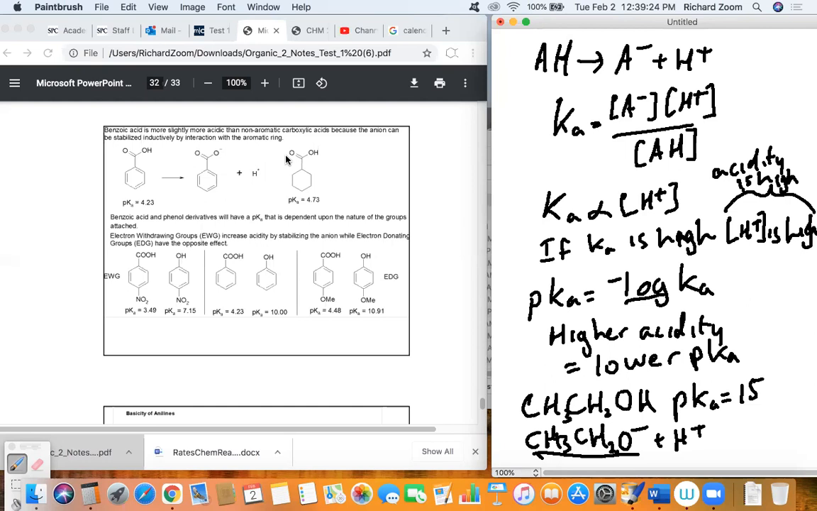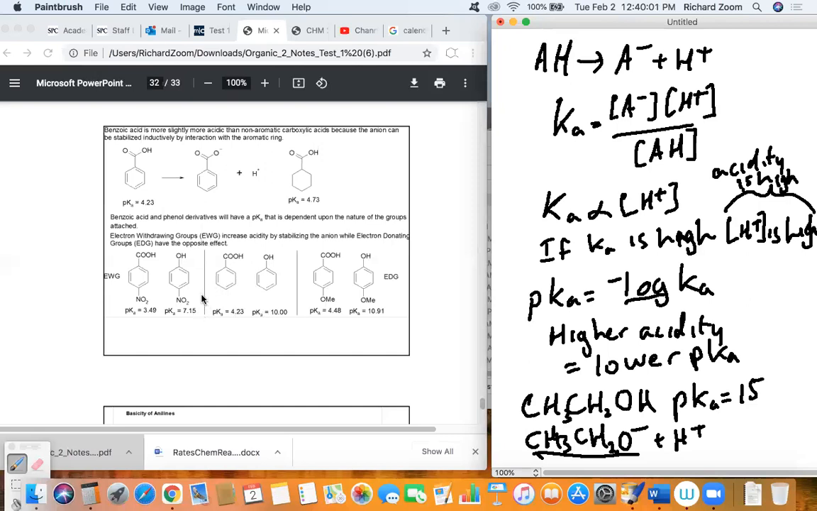So if we look at some examples now, we take benzoic acid, which is the one here with the acid group on it, and then we've got phenol over here, which has the OH group on it. You can see what the pKa's are. The carboxylic acids are always going to be a whole lot more acidic than the alcohols because of the resonance with the double bonded oxygen here. You can see it's 4.23 for benzoic acid, 10.00 for phenol.